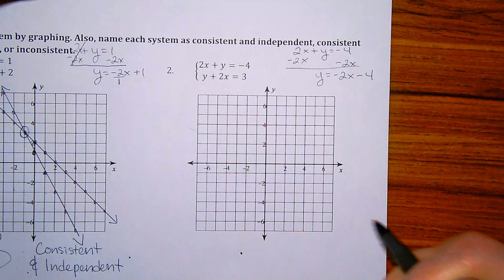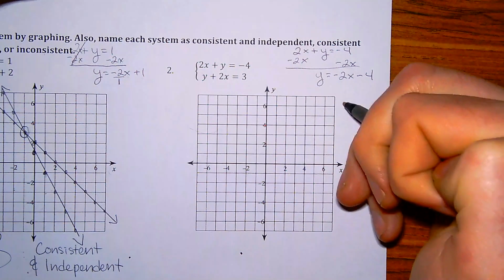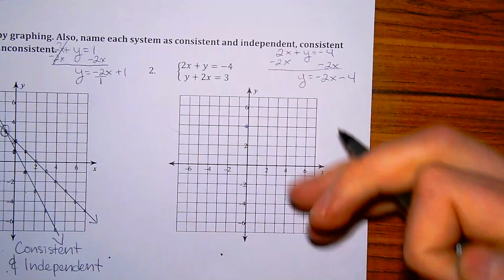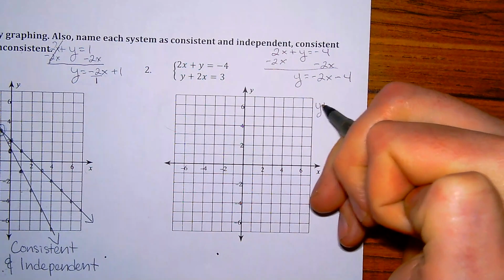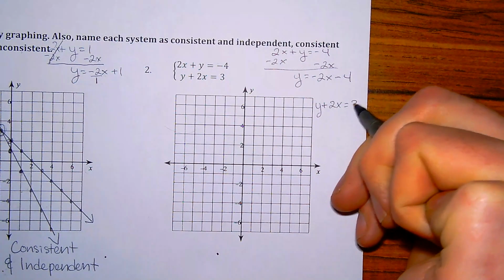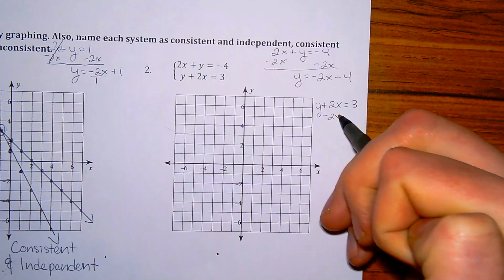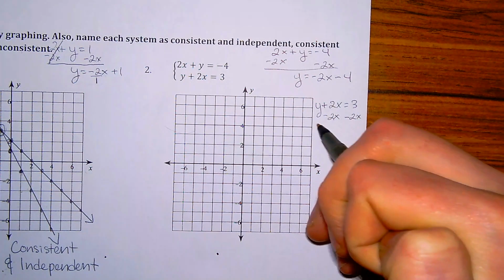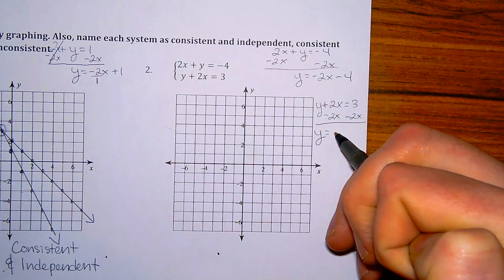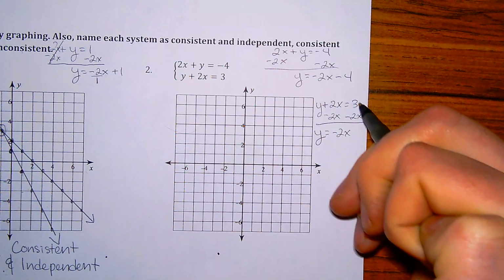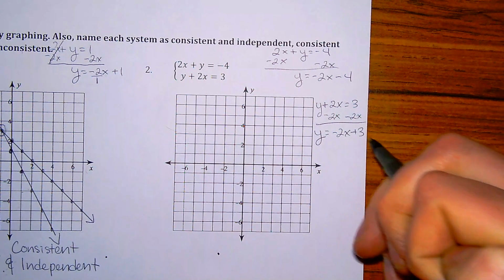Our second equation, I'm going to use up my space over here probably to do it. We have y + 2x = 3. I want to get rid of this 2x again. Same process. Subtract your 2x, get that y alone. So it's y = -2x. This is a positive 3, so it's plus 3.